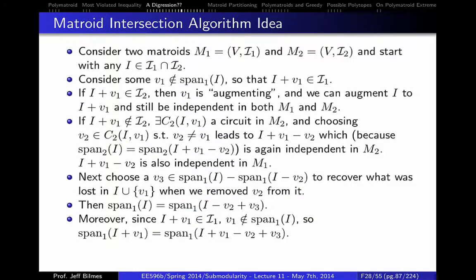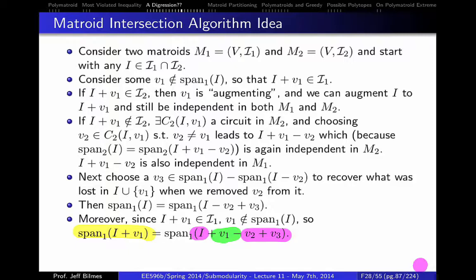And also, since the span is the same, if we add v1 to this, then it's going to be equal to the span of I plus v1 in Matroid 1. Why is that again? It's essentially because I is equally valuable to I minus v2 plus v3. And so when we add v1 to it, we've recovered it. And we're still independent in Matroid 1.